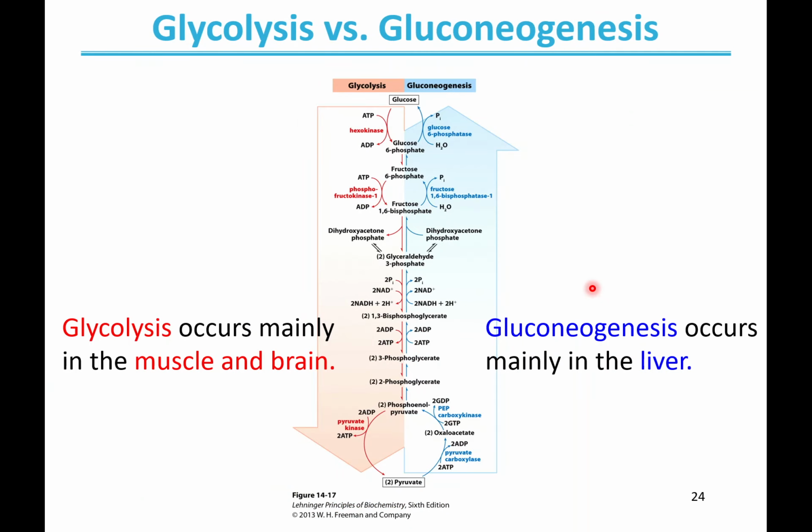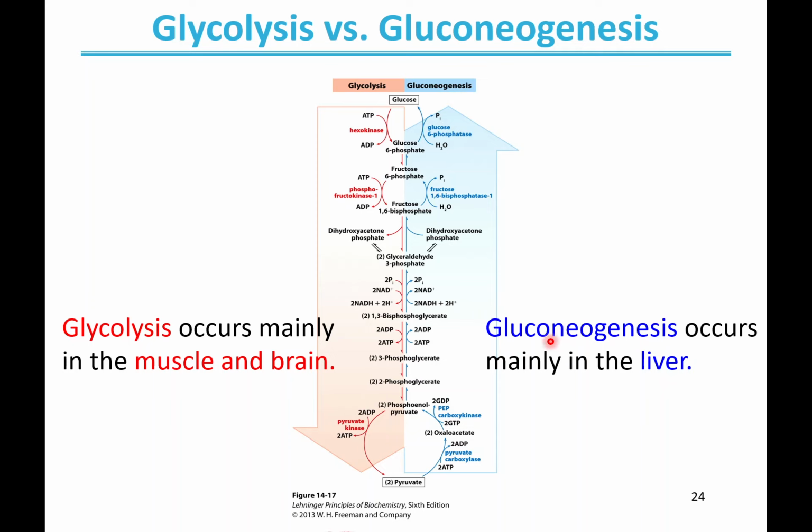Here's a figure that has some more detail to it. Okay, so glycolysis is shown on the left in red, right? The 10 steps of that going from glucose to pyruvate. Okay. Glycolysis occurs mainly in muscle and the brain. Okay. Gluconeogenesis is shown on the right side in blue. Okay, and in gluconeogenesis, the overall is the opposite. You're taking pyruvate and converting it to glucose. Okay, gluconeogenesis occurs mainly in the liver.